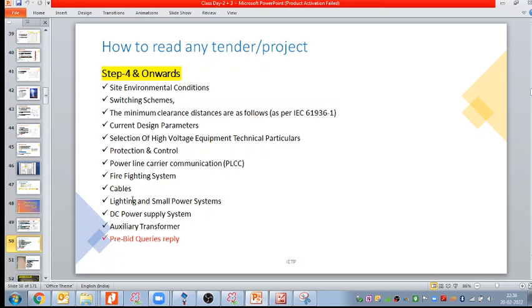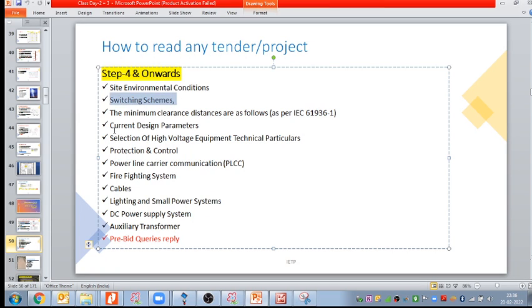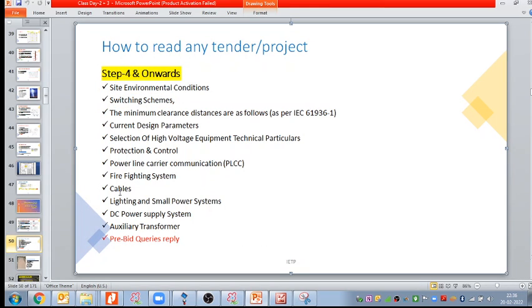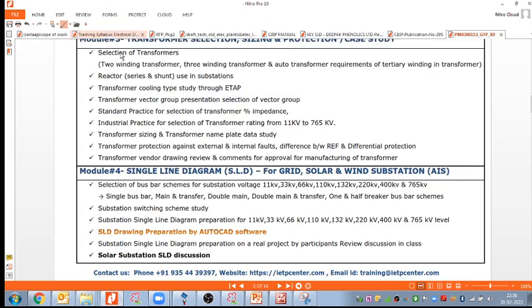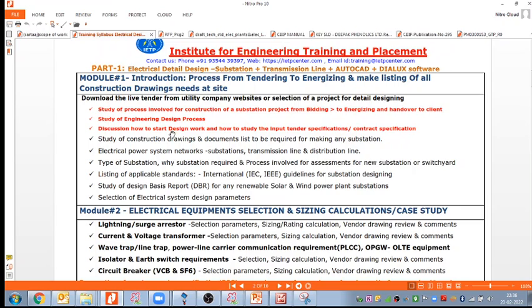I am not going to review all these documents now. Based on the module, based on the point, I will take them up. When I come to the switching scheme, I will discuss this. When I come to the cable, I will discuss this. When I come to the PLCC, I will discuss that. All these discussions we will have with respect to the equipment further in the class. Today, in module number one, we have only this much, so now we are closing module number one.